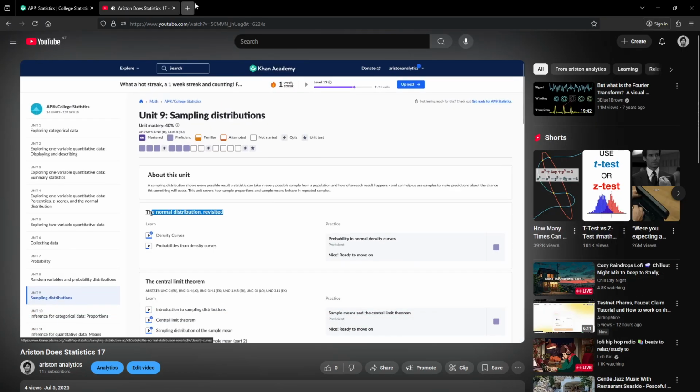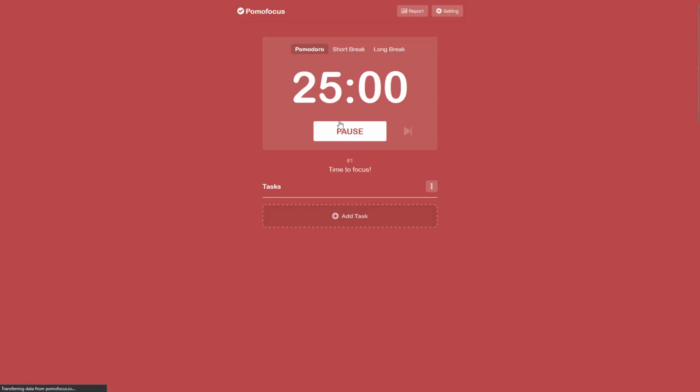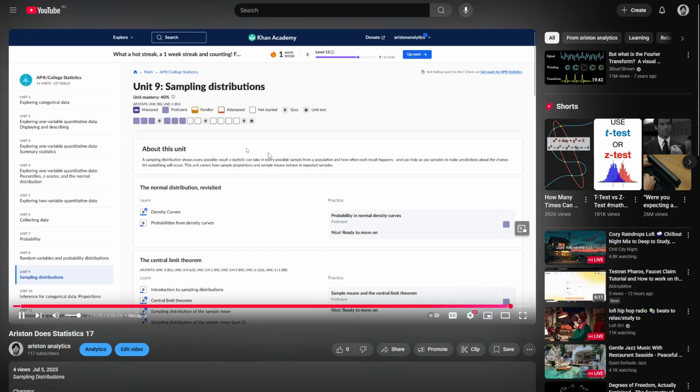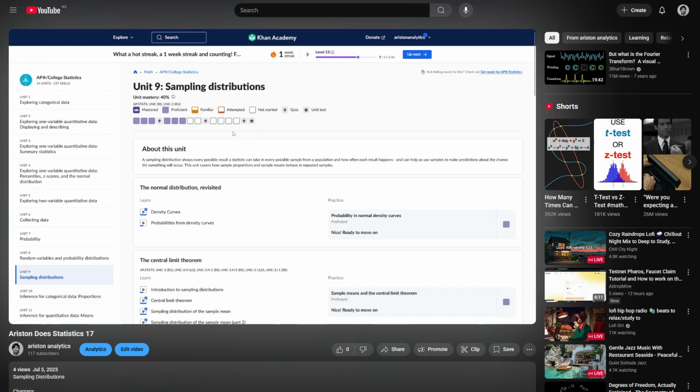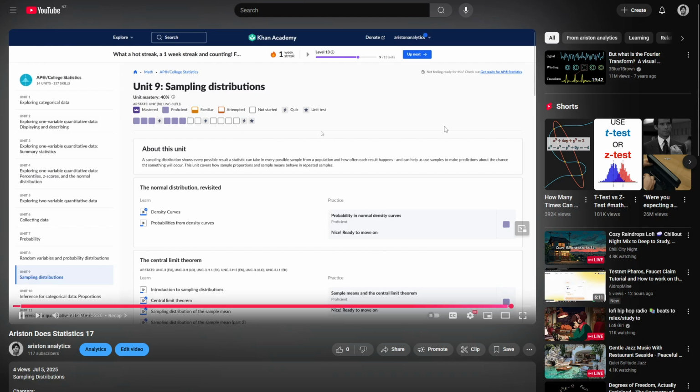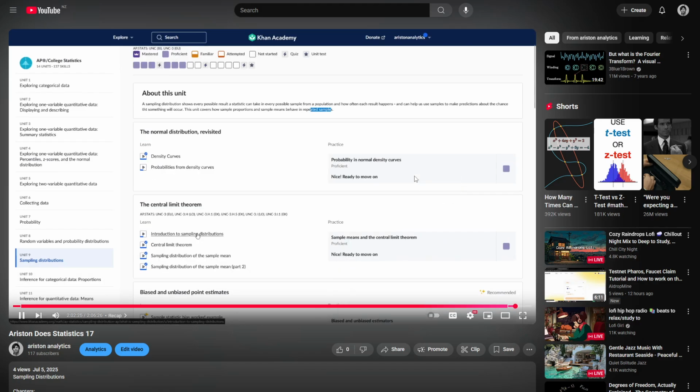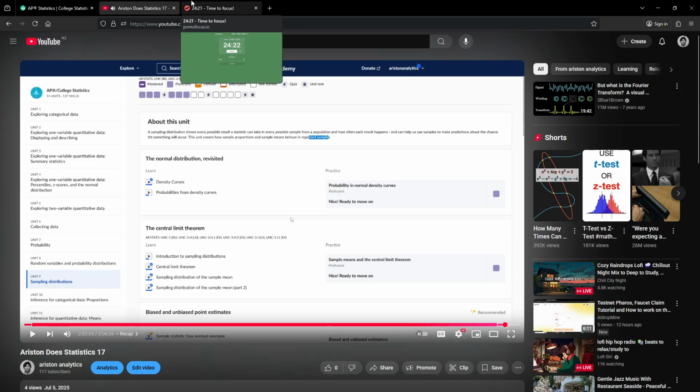We started Unit 9. A sampling distribution shows every possible result a statistic can take in every possible sample from a population. That's a pretty wordy way of saying it's a distribution for all possible values a sample statistic can take, and how often each result happens.